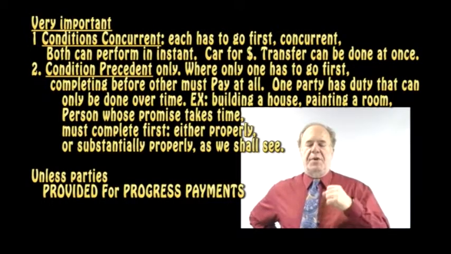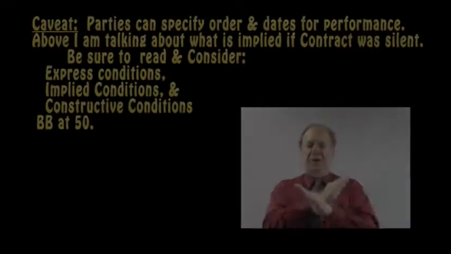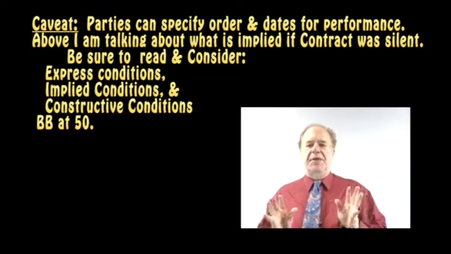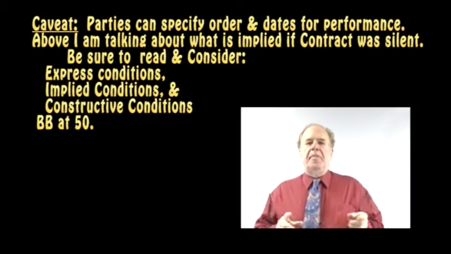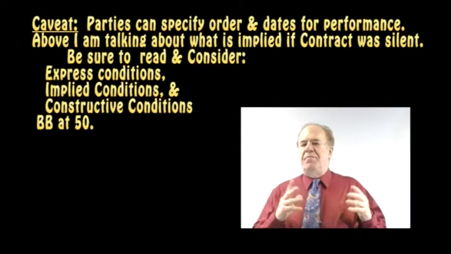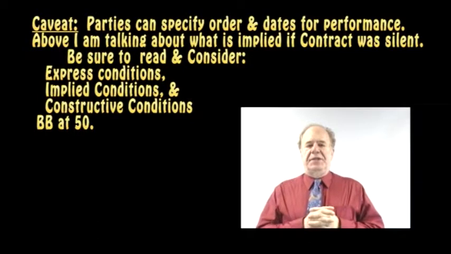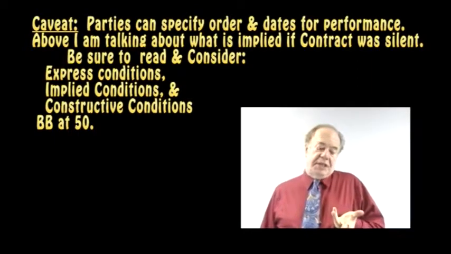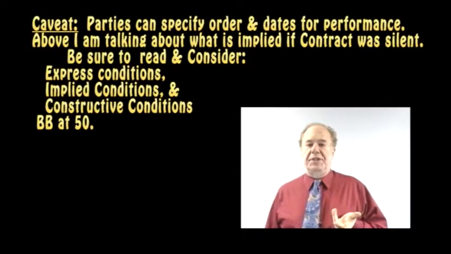Okay? So we have conditions precedent and we have conditions concurrent when they both can occur at once. Forget conditions subsequent, they don't much matter. But in addition to conditions as to order of performance, there are many other conditions that can exist in the contract, both express conditions and implied conditions. Express conditions exist in contracts on a fairly regular basis.